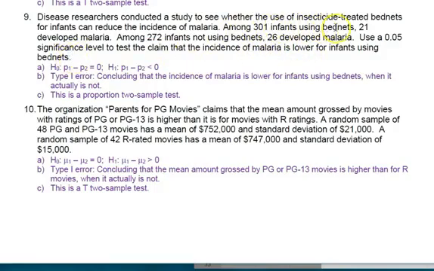Since the ones using the bed nets are mentioned first in the problem, that means that we want to make this a less than. So we want to make it fit what it said here, that it's lower for those infants. A type 1 error would be concluding that the incidence of malaria is lower for the infants using bed nets when it actually isn't. And in StatCrunch, this would be a place where you would use proportion stats 2 sample.